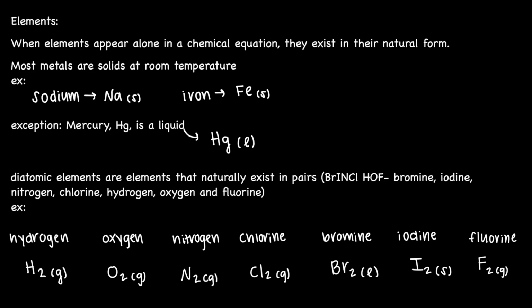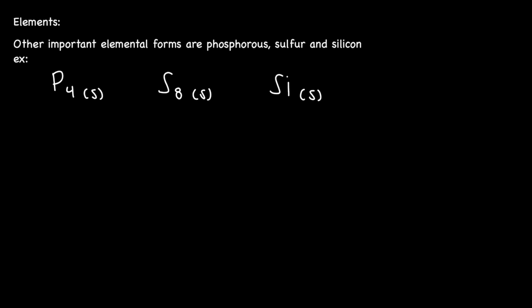Bromine is unique because it is a liquid, written as Br2 liquid. Iodine is a solid, written as I2 solid. And fluorine is a gas, written as F2 gas. Some other important elemental forms are phosphorus, sulfur, and silicon. Phosphorus naturally exists as P4 solid. Sulfur naturally exists as S8 solid. Silicon exists as Si solid.